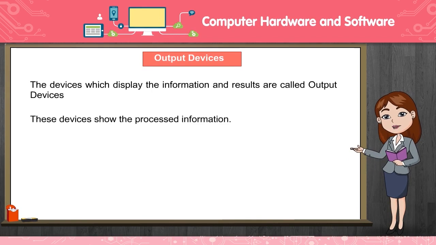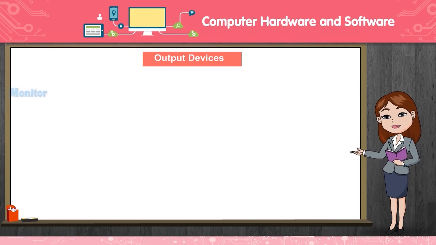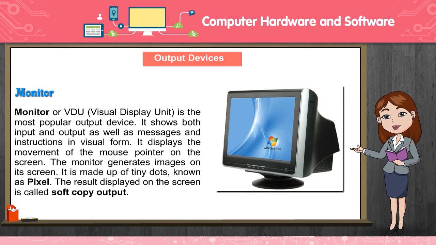Output devices. The devices which display the information and results are called output devices. These devices show the processed information. Some common output devices are as follows. Monitor. Monitor or VDU, Visual Display Unit, is the most popular output device, displaying messages and instructions in visual form. It displays the movement of the mouse pointer on the screen.